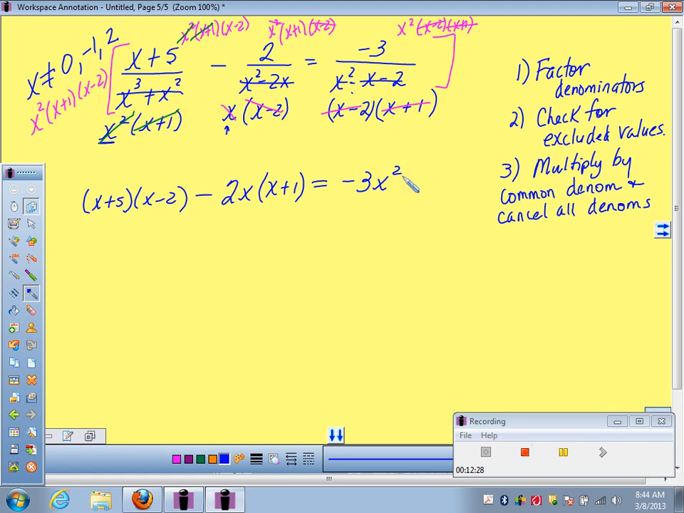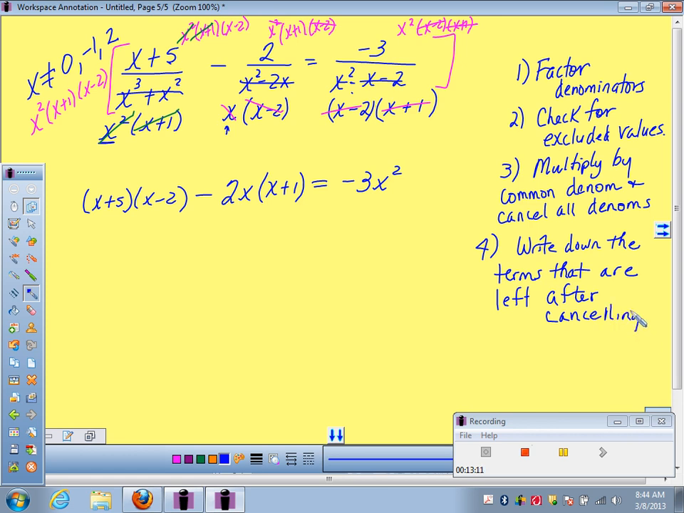FOIL? Yeah, but actually let me add a step here. Write down the terms that are left after canceling. Then worry about multiplying it all together. People don't want to do that step. They start trying to multiply it all together when it's all squished up there and they can't see what they're doing, and then they make mistakes. So now we're going to multiply and combine our like terms.